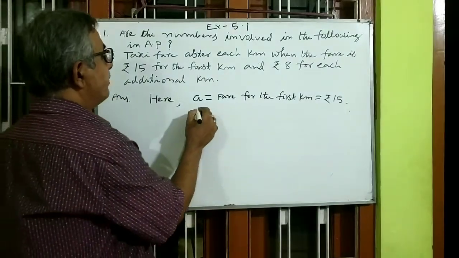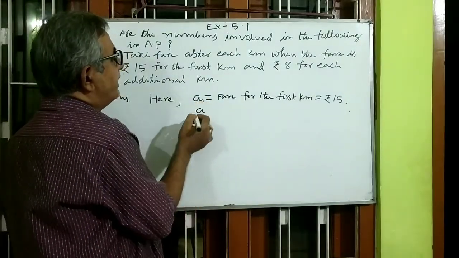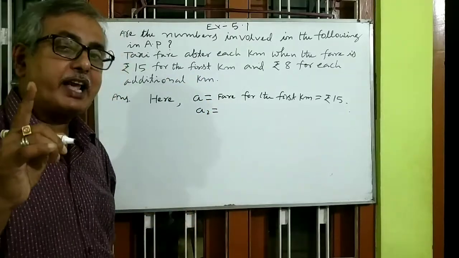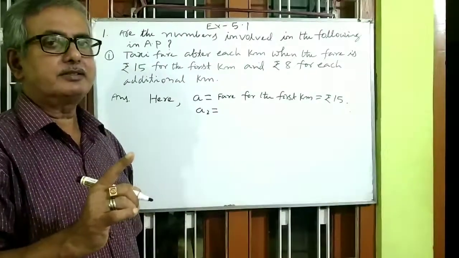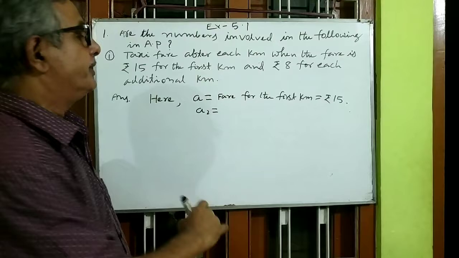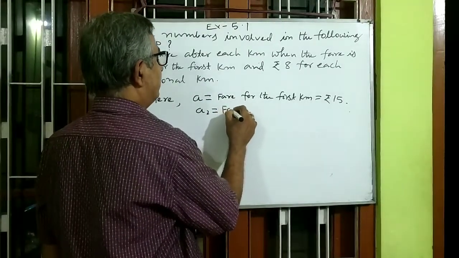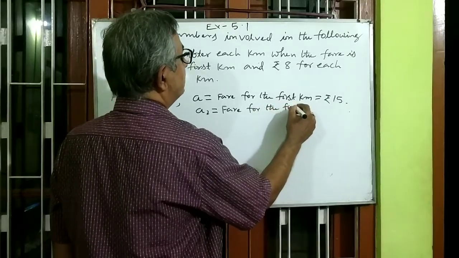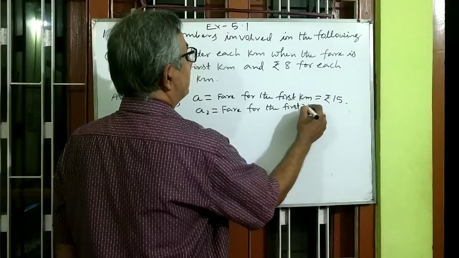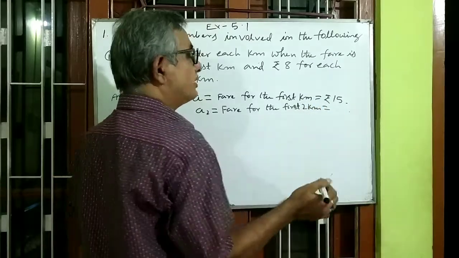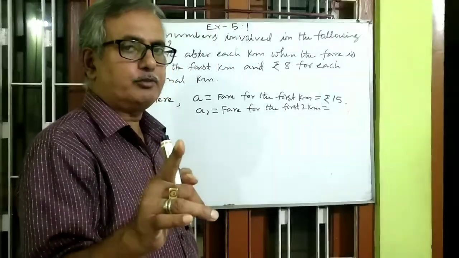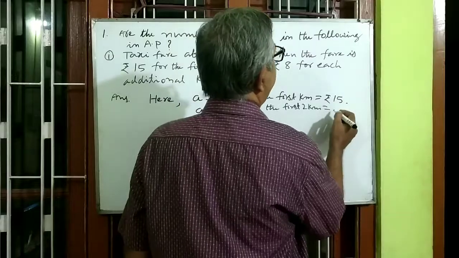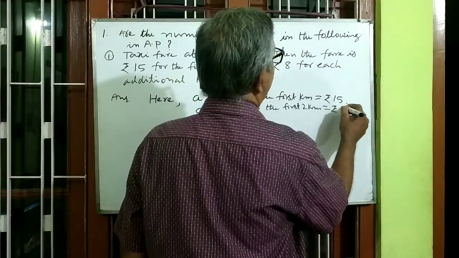After that, A2 means what? A1 you can also say, or simply A. A2 does not mean the fare for the second kilometer. A2 means the fare for the first 2 kilometers. First kilometer 15, and after that 1 more kilometer, you have to pay 8 rupees more. So 15 and 8, rupees 23.